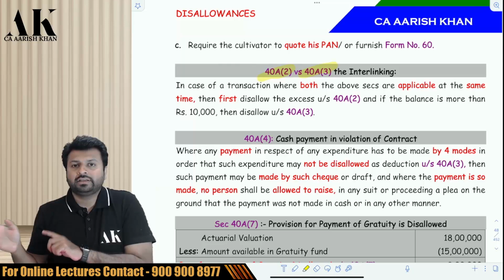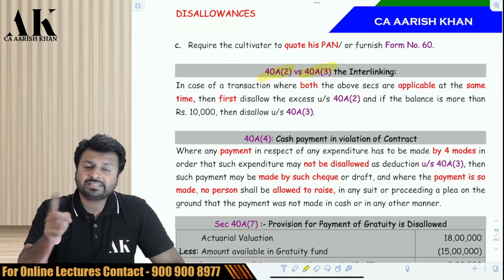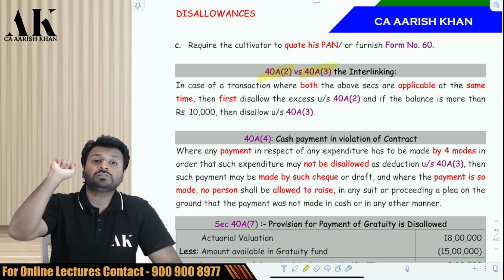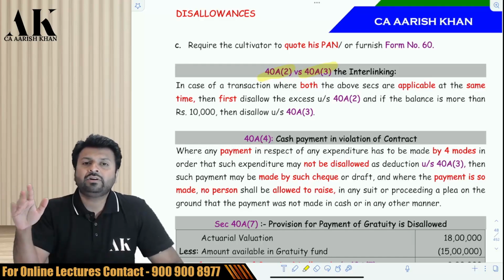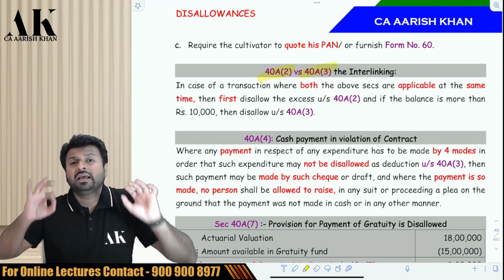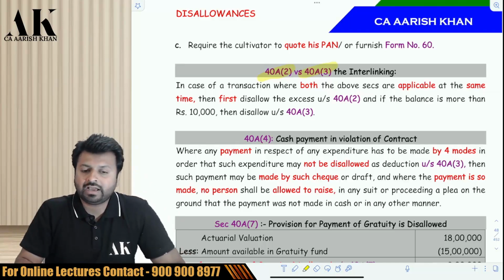Now you come to 48.3. In 48.3, I cannot disallow 8,000 because the limit of 48.3 is how much? The payment has to be in excess of 10,000. Therefore, in this case, only 92,000 will be disallowed in 48.2. Nothing would be disallowed in 48.3, because the amount which is left does not exceed the threshold mentioned in 48.3. I hope it is clear to all of you.